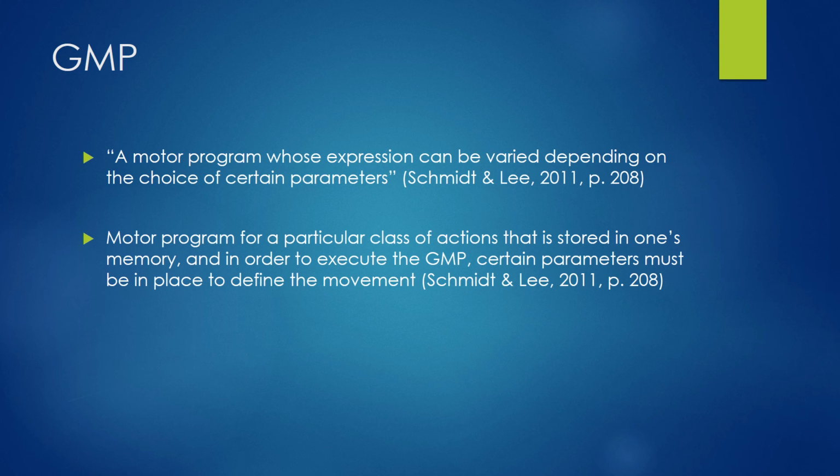So, GMP. What is GMP? Well, as defined by Richard Schmidt and Timothy Lee in their text, Motor Control and Learning, a Behavioral Emphasis, their 5th edition, GMP is a motor program whose expression can be varied depending on the choice of certain parameters. So what does this mean? Basically, in other words, this is a motor program for a particular class of action that is stored in one's memory, and in order to execute the GMP, certain parameters must be in place to define the movement.